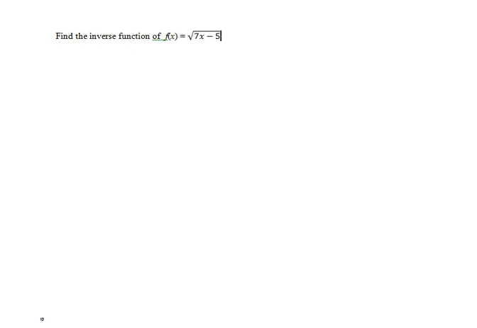Find the inverse function of f of x equals the square root of the quantity 7x minus 5. We're going to start by writing the equation in two variables for f. We replace f of x by y. So we get y equals the square root of 7x minus 5.